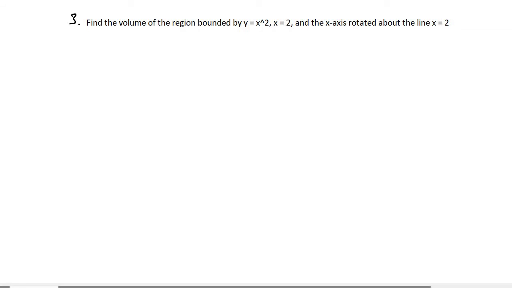So continuing off the previous video, for number 3, let's find the volume of the region bounded by y equals x squared, x equals 2, and the x-axis. And this time we're going to rotate the region about the line x equals 2.